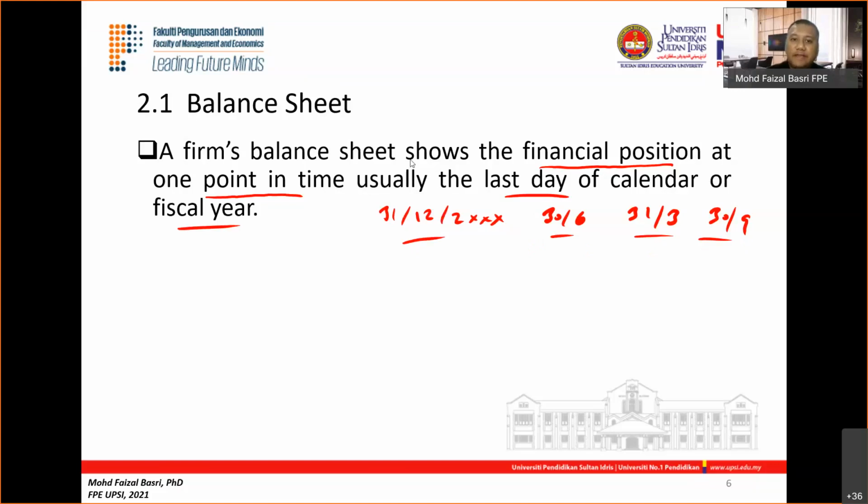So if the financial year end is 31st of December, the data will be from the 1st of January for that particular year until 31st of December, to complete the whole 365 days of documents. Similarly, for a company that ends on 30th of June, the data is from July of last year until 30th of June of that particular year. So the data must consist of one whole year's document.